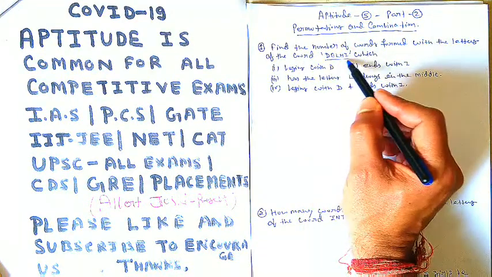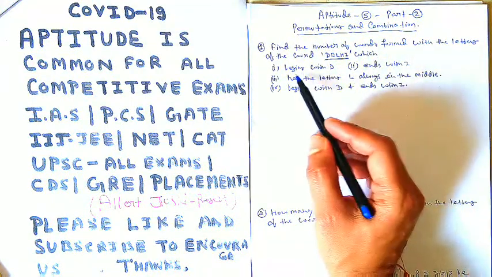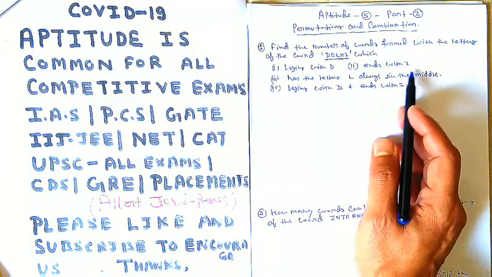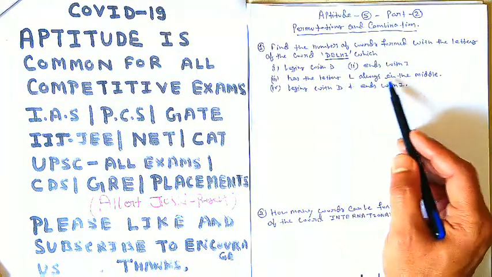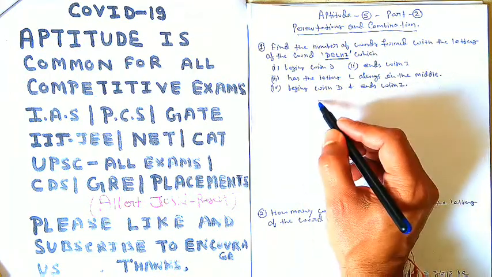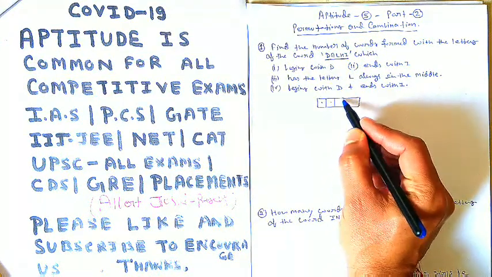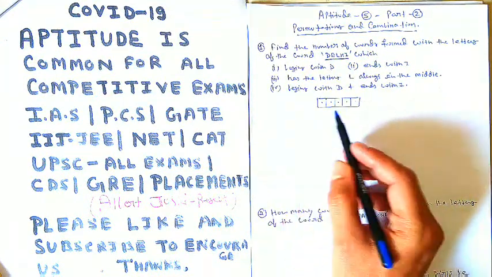Now, question number 1: find the number of words formed with the letters of the word DAILY, which begin with D and end with I, and have the letter L always in the middle. So now you have a total of 5 boxes: 1, 2, 3, 4, 5.